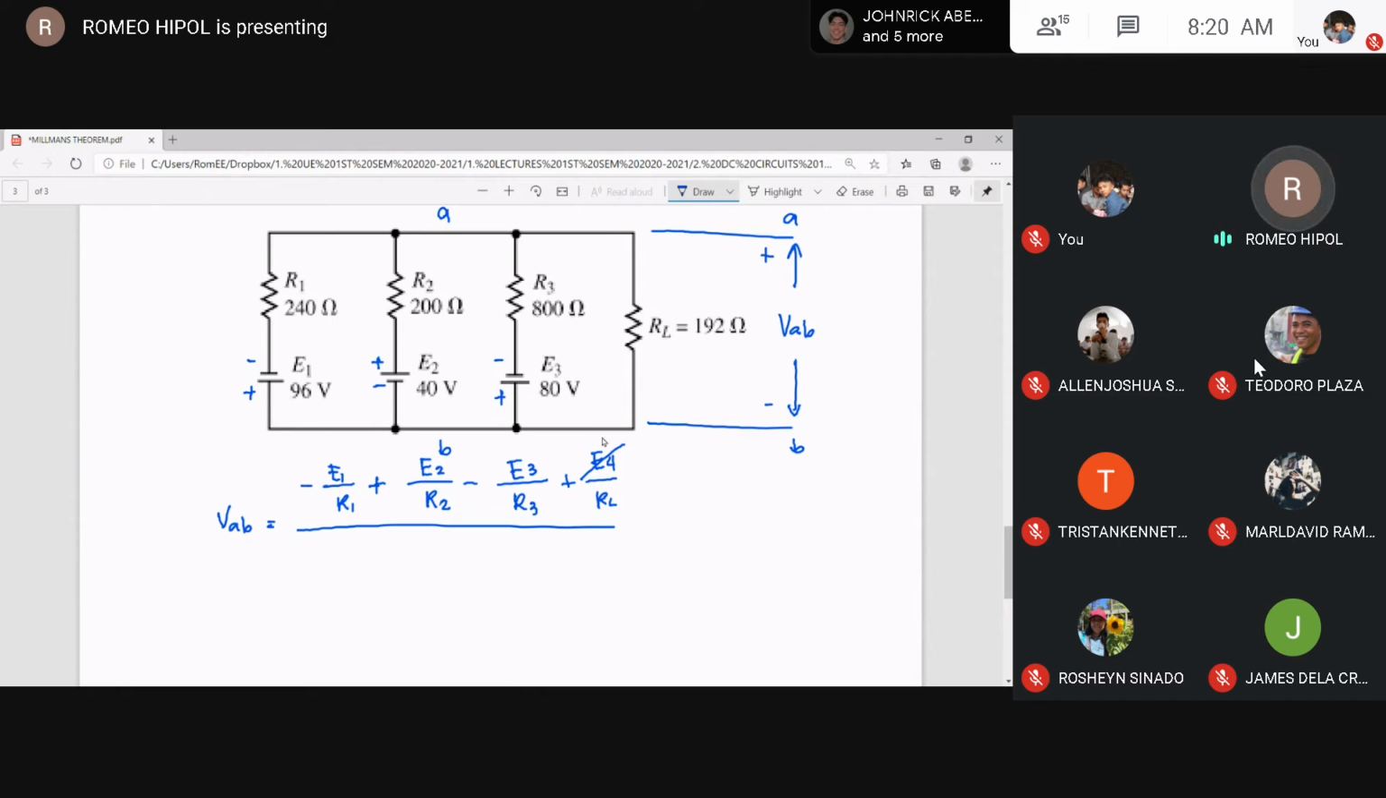Pero pwede rin na i-rewrite. Pero pwede rin hindi na i-include kasi 0 rin naman.